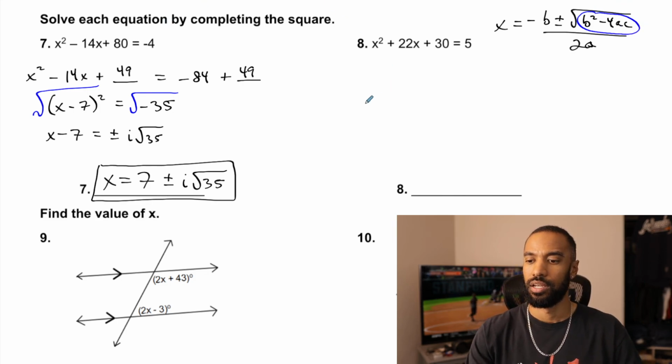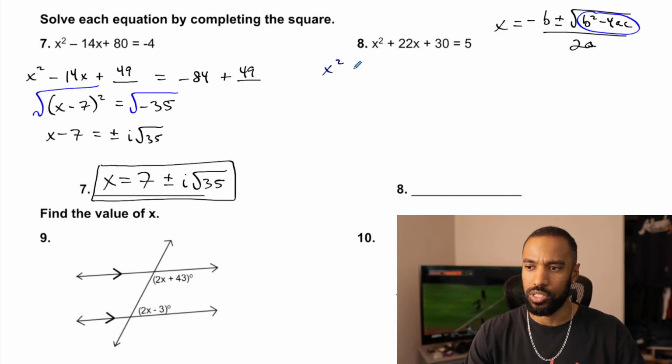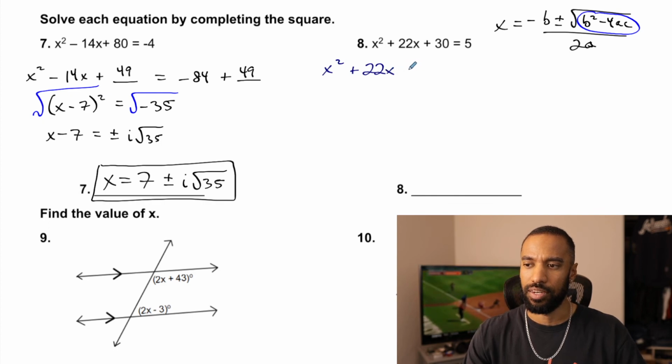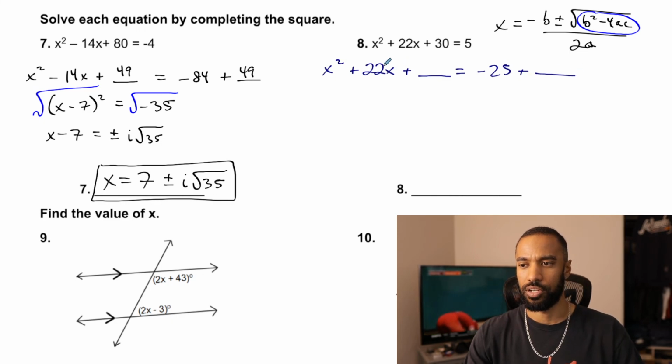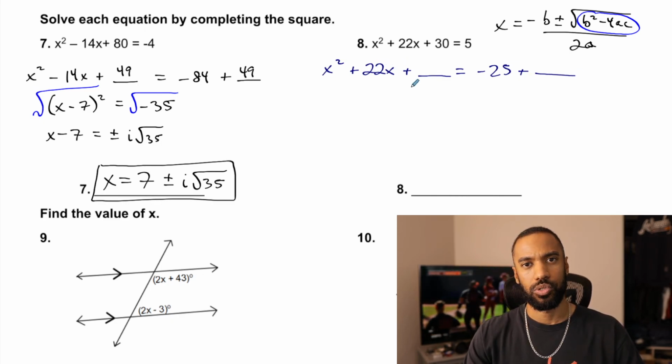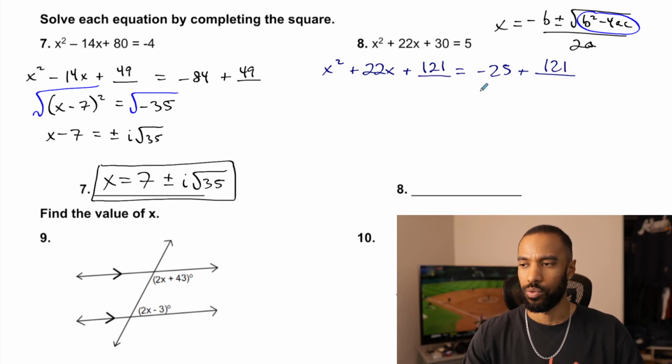All right, number 8. Last quadratic equation to do to complete the square here, which I'll gladly do. Once again, I have a 1x squared. I have an even linear coefficient. So if I subtract the 30 over, I can add something to both sides here. 22 divided by 2 is 11. Square that, you get 121. So 121 there as well.